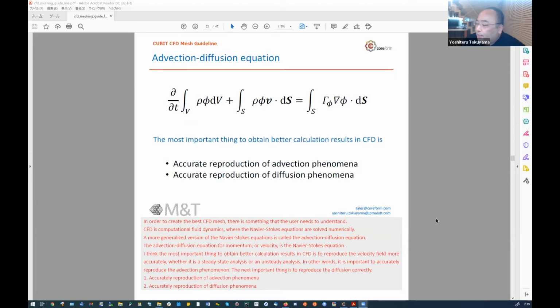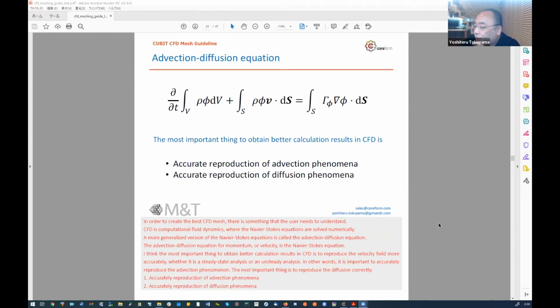In order to create the best mesh, there is something that the user needs to understand. CFD is computational fluid dynamics, where the Navier-Stokes equations are solved numerically. A more generalized version of the Navier-Stokes equation is called the advection diffusion equation. The advection diffusion equation for momentum or velocity is the Navier-Stokes equation. I think the most important thing to obtain better calculation results in CFD is to reproduce the velocity field more accurately.